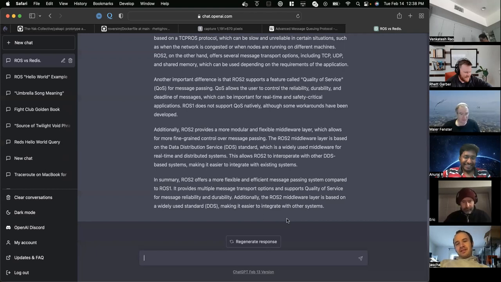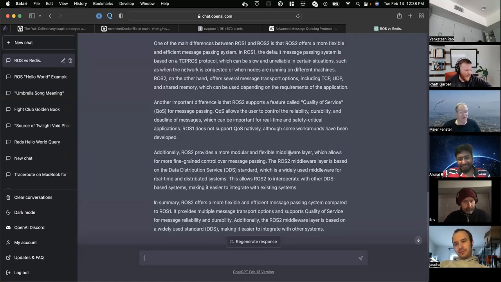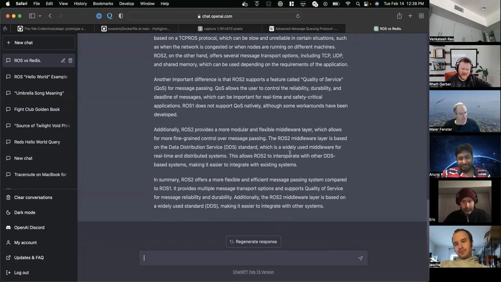But yeah, the message passing service in ROS 2 is DDS, which is very different from the service in ROS 1. And I'm guessing that must have been one of the underlying reasons why people wanted ROS 2: because it could use this system that other things can interact with.